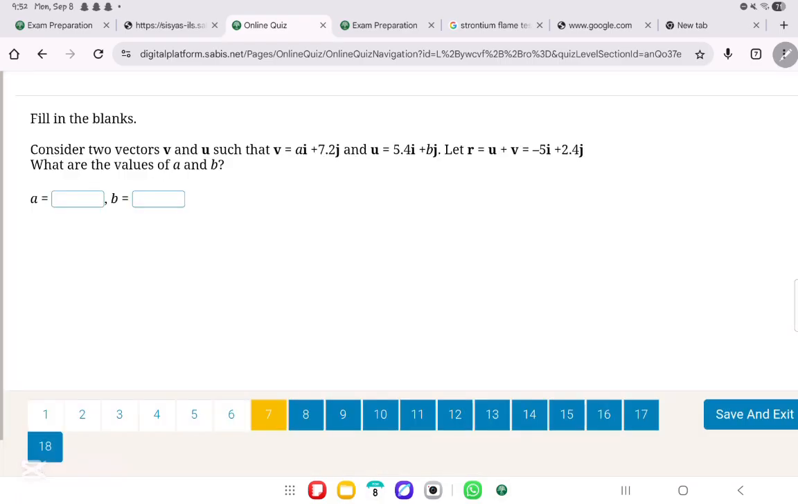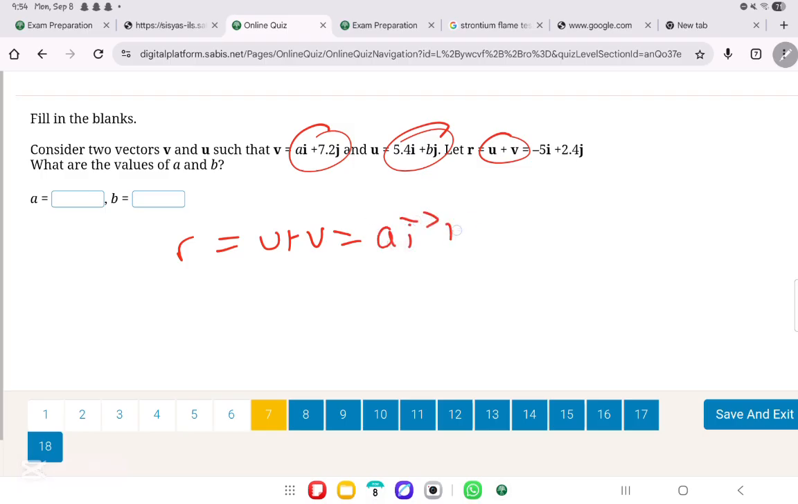Now, question number 7. Consider two vectors v and u, such that v = ai + 7.2j and u = 5.4i + bj. Let r equal u plus v. So what are we supposed to do? We're supposed to add both of these. u plus v is equal to r, which is equal to ai plus 7.2j plus, by the way, there was a question in the exam, you only put the vector above the letter, not above the number, okay? Plus 5.4i plus bj. Now this is also equal to minus 5i plus 2.4j.